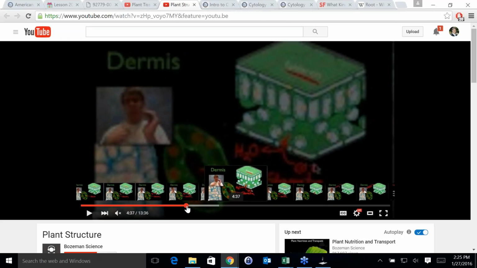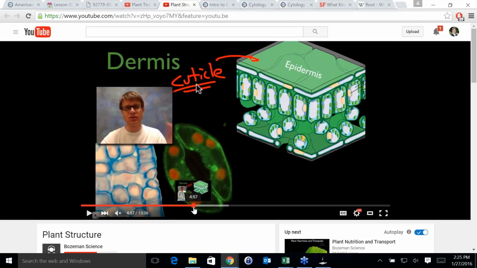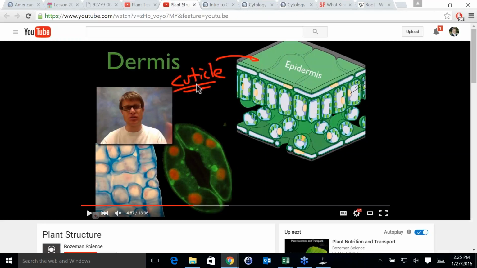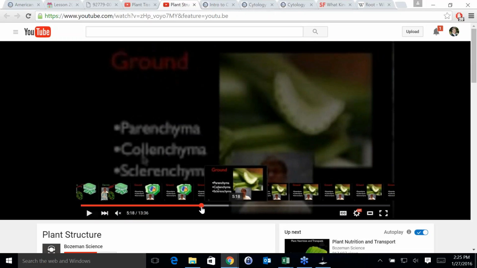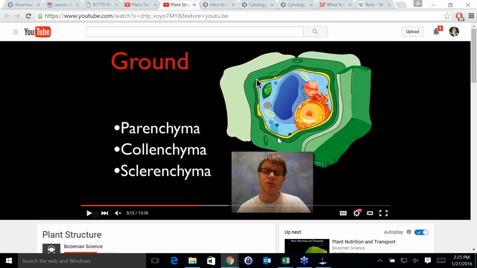And now ground cells, the second type of main tissues, are split up into 3 different types of cells: parenchyma, collenchyma, and sclerenchyma. I think it's funny to say those. But parenchyma are the typical type of plant cells, and they help with metabolism for the plant, like helping it to get ATP. And collenchyma help with the structure of a plant.